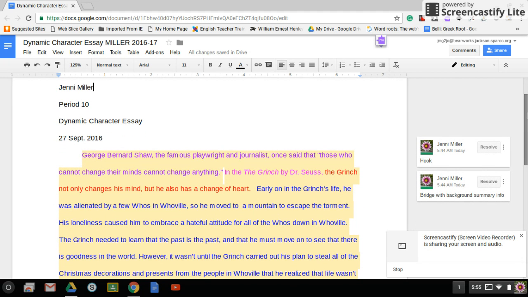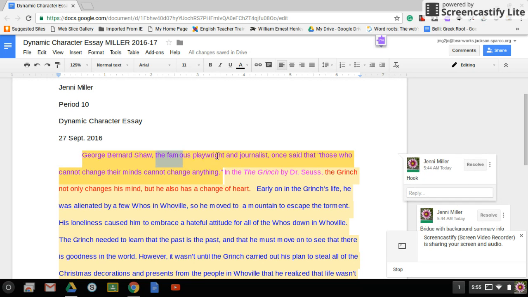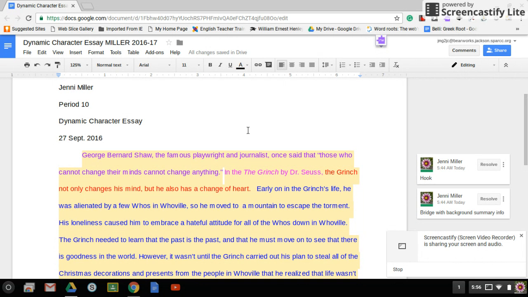So you know from our lesson that an introduction has to have a hook, a bridge that connects the hook to the thesis, and then a thesis, a statement of what it is that you're proving through the body of your essay. So you can see here I started with a hook. I did pick a quote to use, but only because I felt like the quote really captured the theme. So I'm going to read that part to you. George Bernard Shaw, the famous playwright and journalist, once said that those who cannot change their minds cannot change anything. And you're going to notice I said who said it, but then I explained who he is. You would want to do the same thing if you happen to use a quote as your hook device.